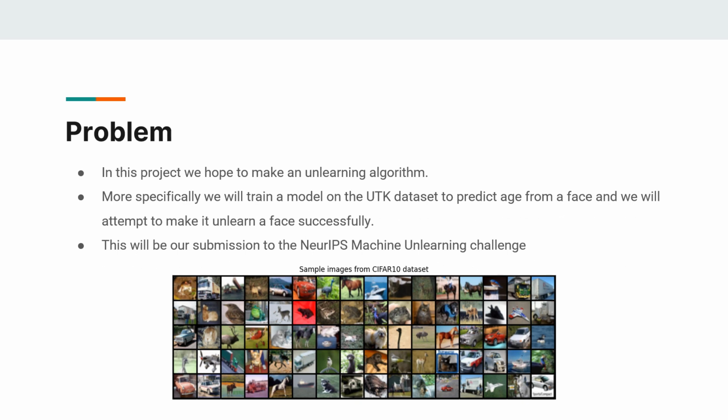So in this project, we hope to make an unlearning model, an algorithm based on previous implementations. More specifically, we're going to train the model on the UTK dataset to predict age from a face, and we're going to attempt to unlearn it successfully. We're also going to submit it to the NeurIPS machine unlearning challenge.